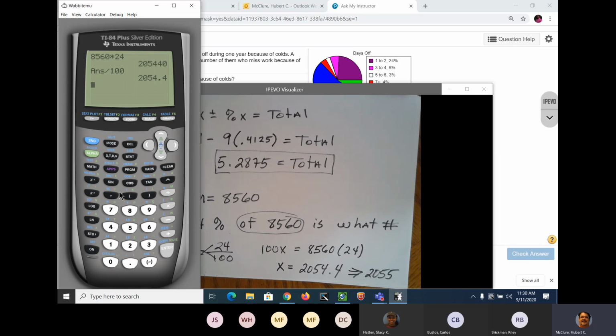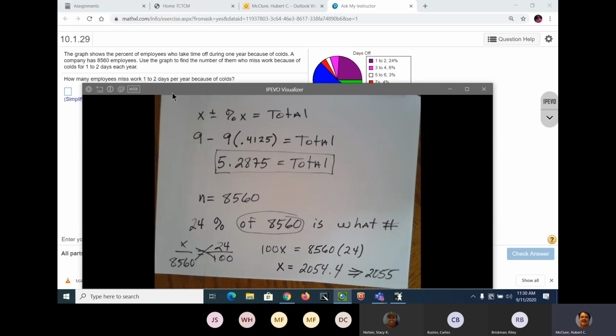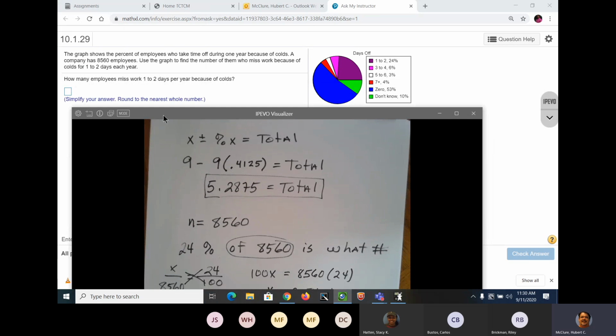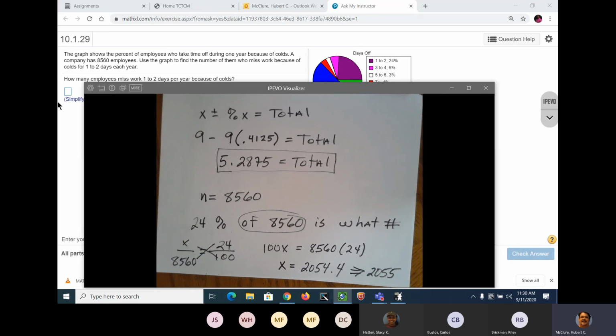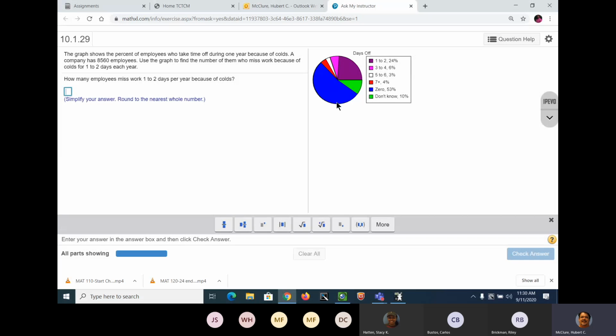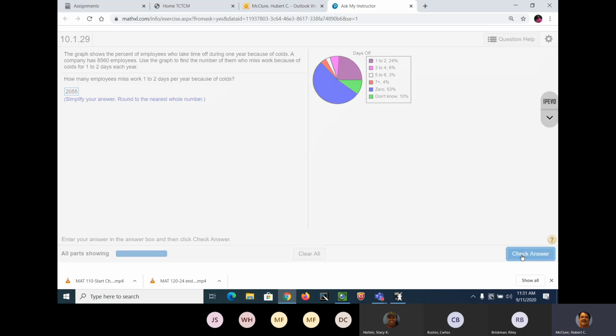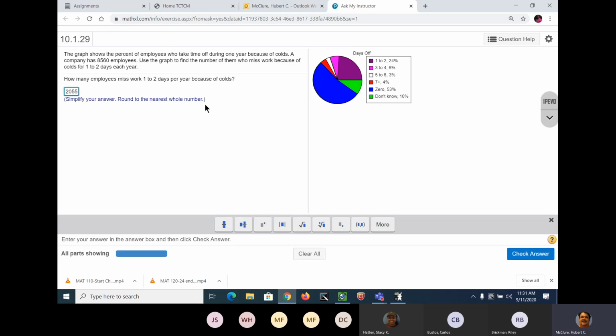a boy. Poor old Horatio. And it should say round to the nearest person. Yeah, so that would be 2055. That's probably going to say 2054, but I have found through statistics that 2055 would be your answer, but they might want 2054. Yeah, they want 2054.